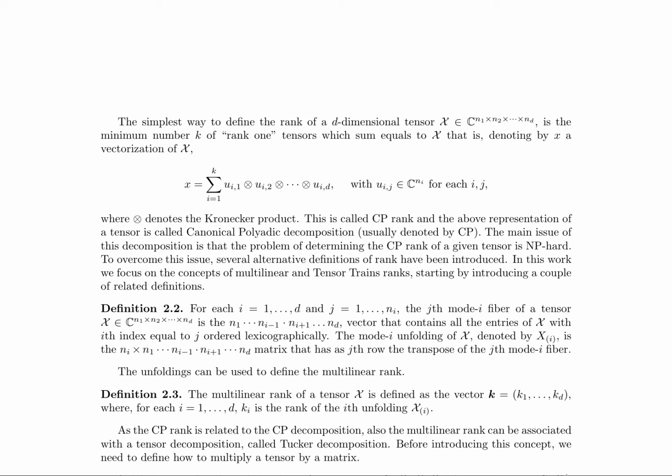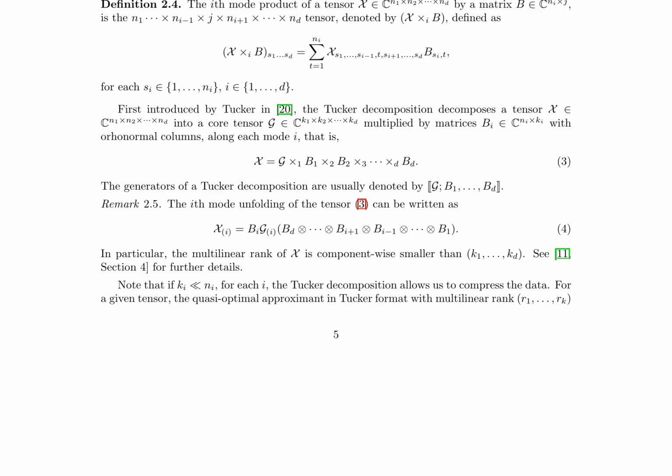This can be associated with the Tucker decomposition, which decomposes a tensor into a core tensor multiplied by matrices along each mode. The generators of a Tucker decomposition are denoted by G, B1, ..., Bd. The ith mode unfolding of the tensor can be written as X_(i) equals B_i G_(i) (B_d ⊗ ... ⊗ B_{i+1} ⊗ B_{i-1} ⊗ ... ⊗ B_1)^T, and the multilinear rank of X is component-wise smaller than (k1, ..., kd).